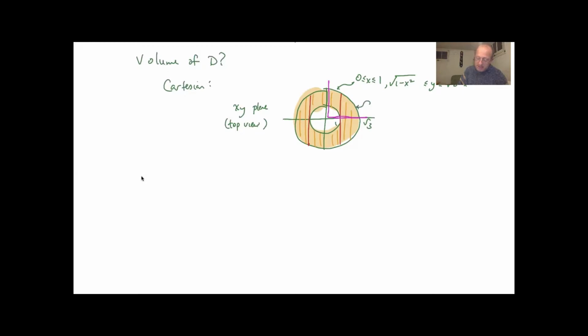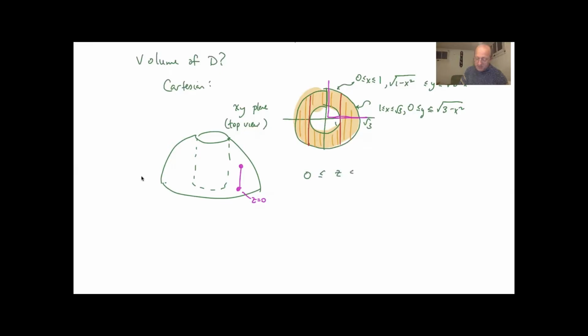Our second region has each slice still going to the top of the outer circle, but starting at 0. And the first slice is when x is 1, and the last slice is when x is root 3. Now, in our three-dimensional region D, at any given point (x, y), the z value starts at z equals 0 and goes up until it hits the surface of the hemisphere. So 0 is less than or equal to z, less than or equal to square root of 3 minus x squared minus y squared.